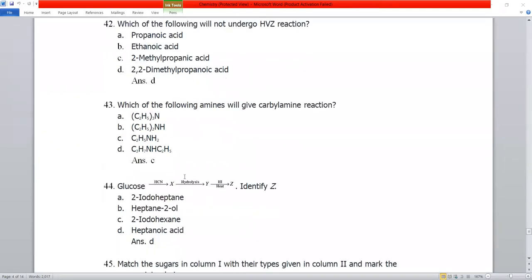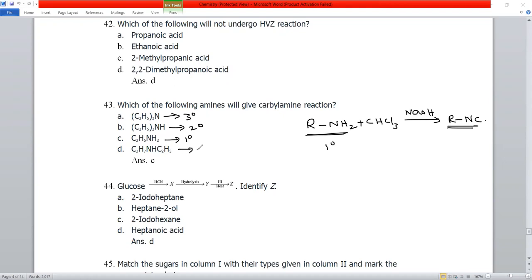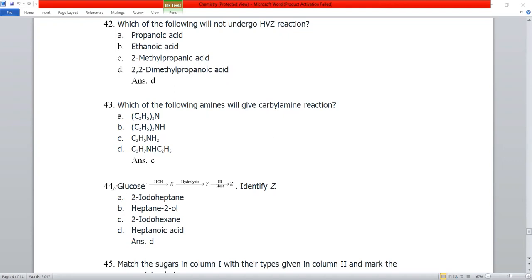Question number 43. Which of the following amines will give the carbylamine reaction? The carbylamine reaction is given only by primary amines. Primary amine treated with chloroform in presence of base gives RNC, isocyanide. Only primary amines are possible. So we'll check here. This is tertiary amine. This is secondary amine. This is primary amine. This is secondary amine. Which is the primary? So option C is the correct one. Isocyanide test.